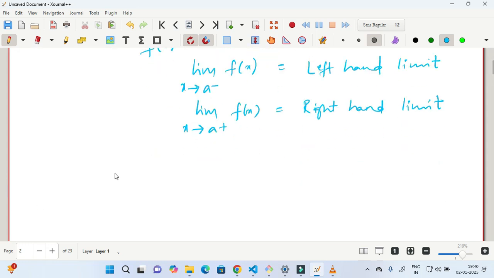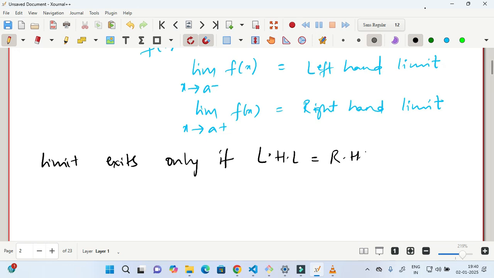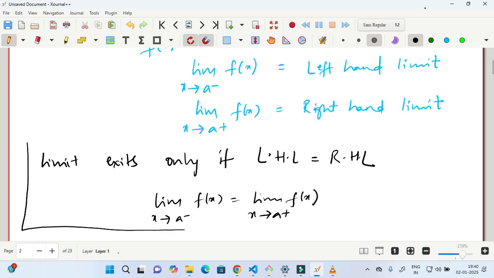So we can say that the limit exists only if the left hand limit is equal to the right hand limit. So limit of x tends to a minus f of x is equal to limit of x tends to a plus f of x. If this is true, then the limit exists. That's all of the complete concept of limits.